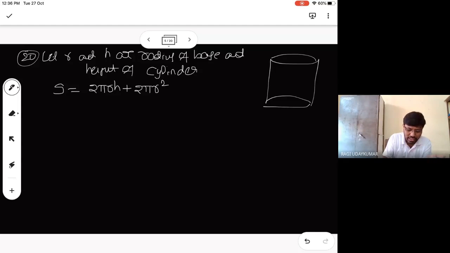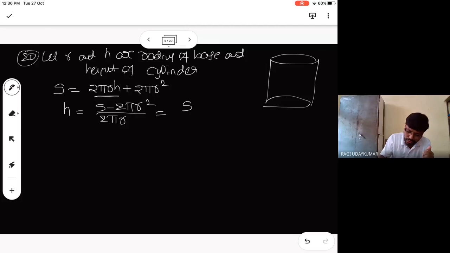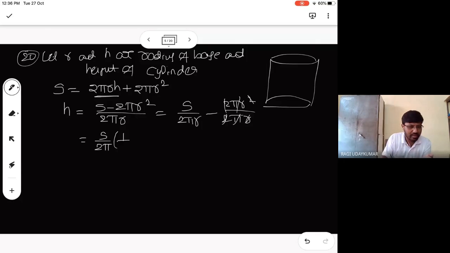We do not know h, so express h in terms of S. What do you get here? h is equal to (S minus 2 pi r square) divided by 2 pi r. So S by 2 pi r minus 2 pi r square by 2 pi r, and the pi and one r will get cancelled, giving r. S by 2 pi is constant, so h equals S by 2 pi into 1 by r, minus r.